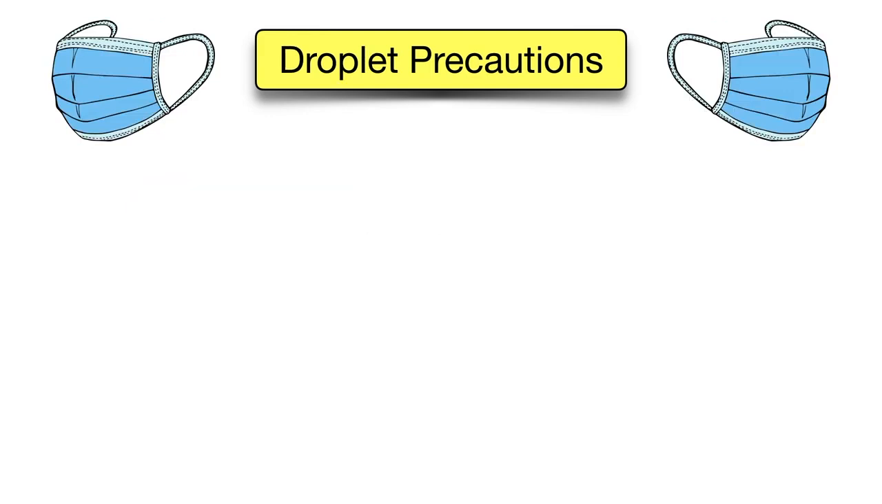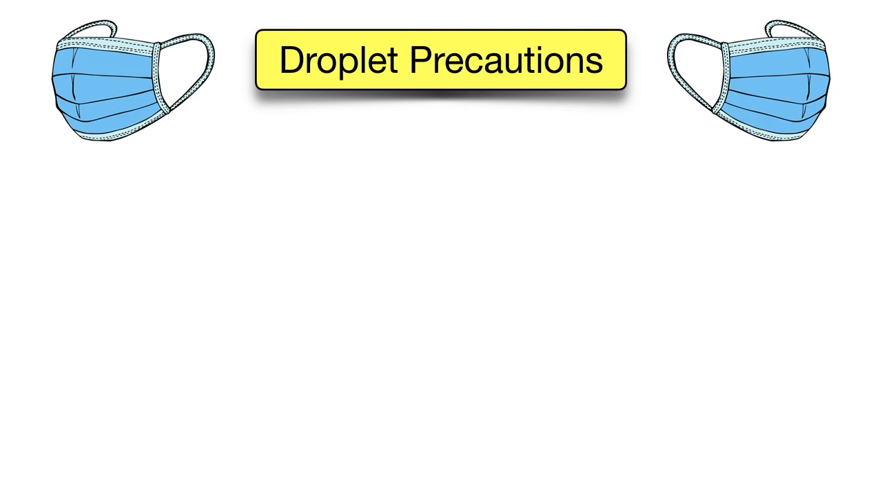So we've learned MTV for airborne precautions and ABCDEF for contact precautions. Now let's walk through the final transmission-based category, which is droplet precautions. Let's first look at the diseases that require droplet precautions, because unfortunately there are a lot of them, and then I'll show you an easy way to remember them.